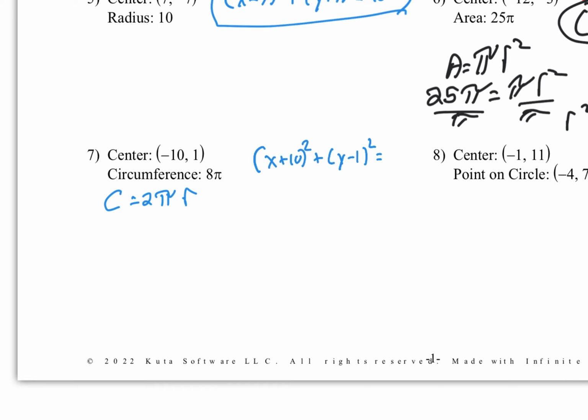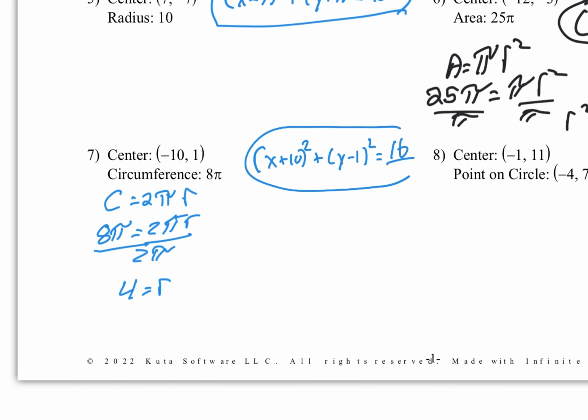Well, our circumference, they tell us, is 8 pi. So I can replace the C with 8 pi. So 8 pi is equal to 2 pi r. Divide by 2 pi. That's kind of the cheating way to do it there. So you get 4 is equal to your radius. So what am I going to put up here if my radius is 4? Would it be like 16? It would be, because 4 squared is 16. And you're done.